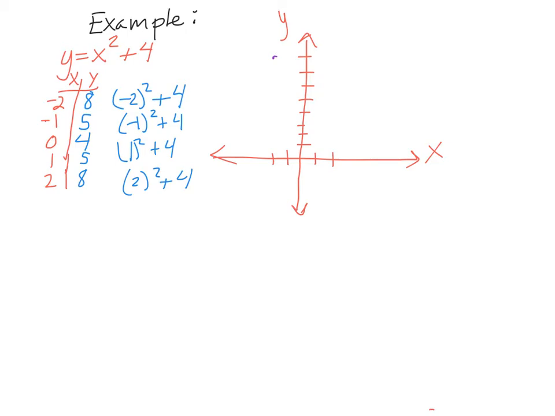1, 5. 1, 2, 3, 4, 5. 0, 4. 1, 5. And 2, 8. So look at what this is doing.